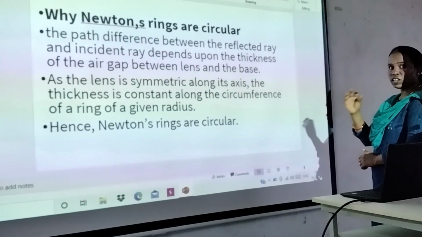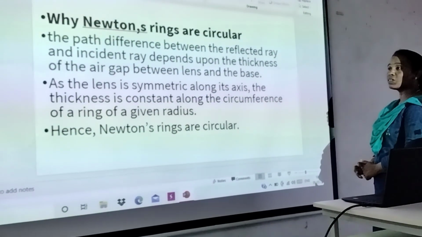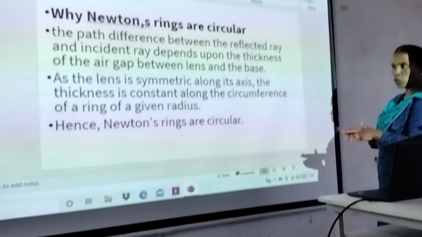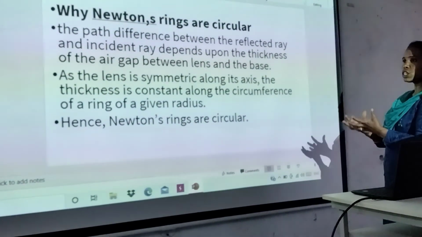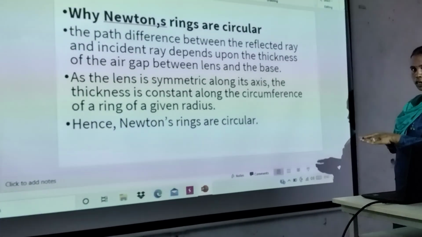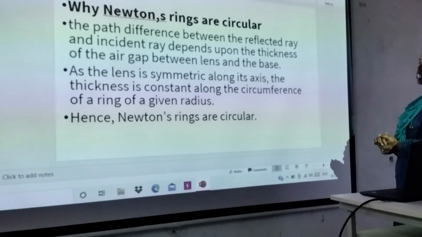The thickness of all the points is the same, or I can say the locus of the points which have the same thickness will constructively superimpose. They will give a bright ring. The locus of all points which have the same thickness will destructively superimpose, and they will give a dark ring. Hence you will get Newton rings as circular ones.